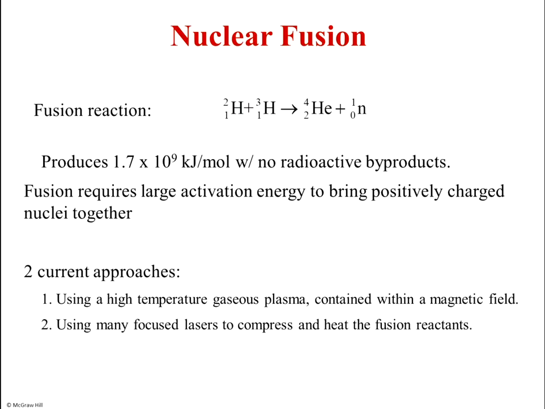But there are two major research approaches that are currently taken to try and harness this fusion process to produce energy for people. And the first approach is to use a high temperature gaseous plasma that's contained inside a magnetic field. It's something called a tokamak, and we'll look at that in a moment. And the other approach is to use a series of pulse neodymium YAG lasers all blasting down together at the same time to compress and heat the fusion reactants to cause the fusion process.